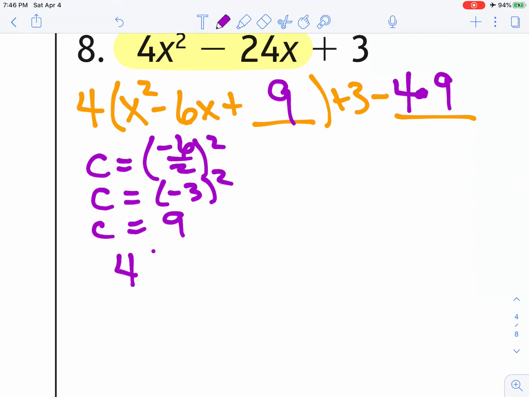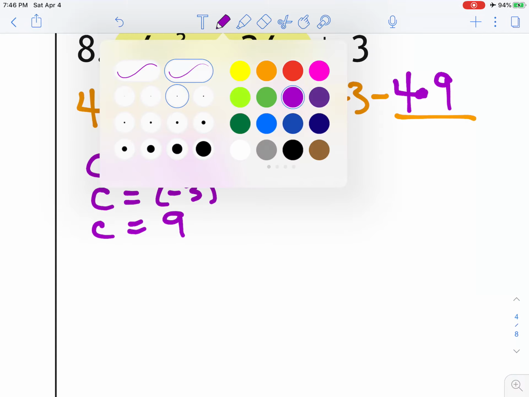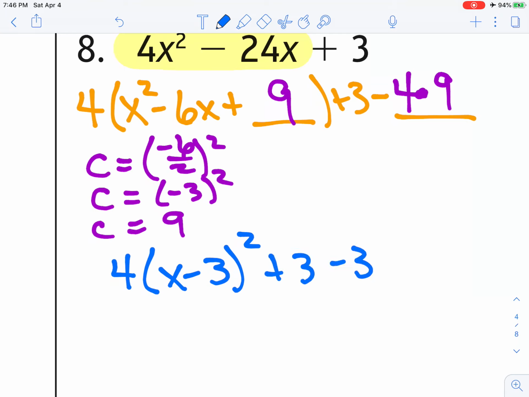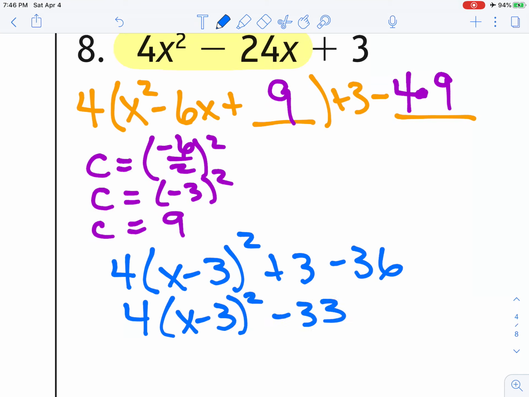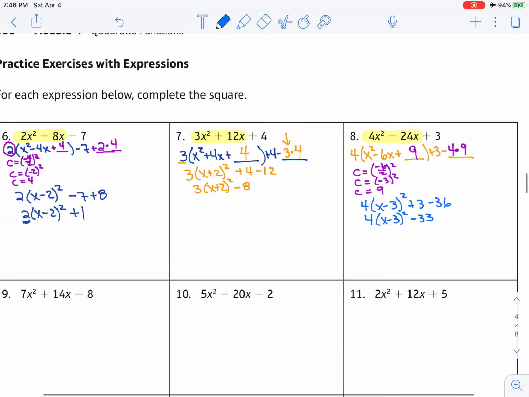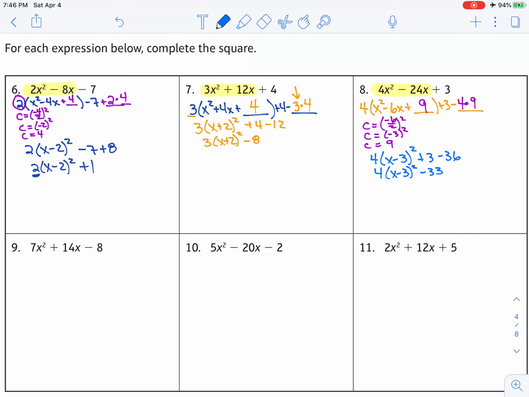So I would get 4, and I want a different color. I have 4 times x minus 3 squared plus 3 minus 36, and 4 times x minus 3 squared minus 33. Now if you don't understand this completely, that's fine. Just please go ahead and rewind and watch it again, because I want you to do these next 3 on your own.